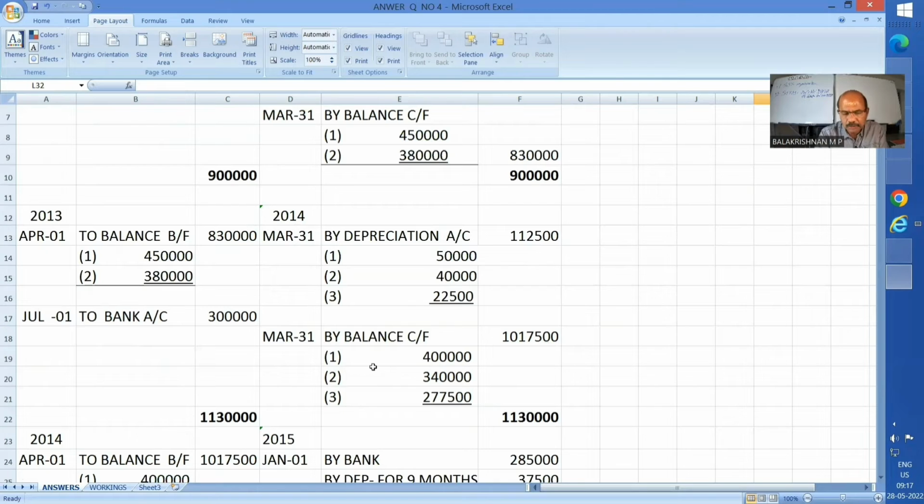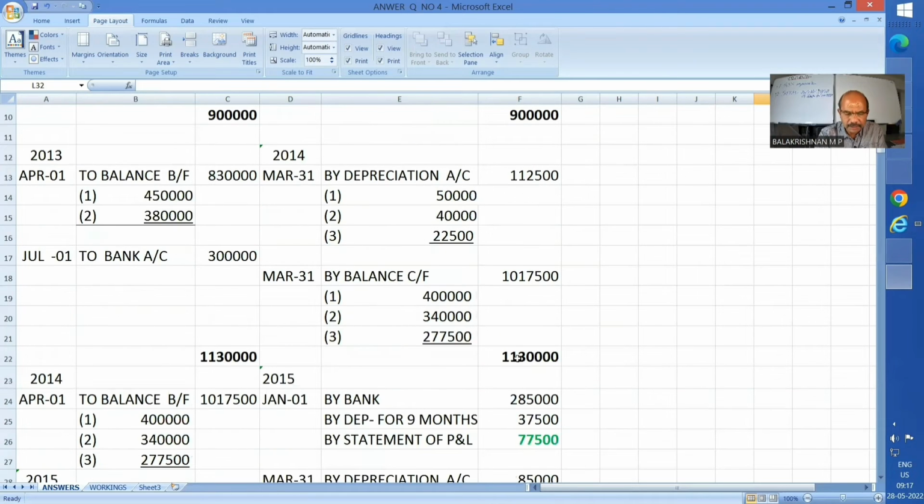However, I had to show it machine-wise. 4,50,000 minus 50,000, 4 lakhs, 3,80,000 minus 40,000, 3,40,000, and this new purchased machine, 3 lakhs minus its relevant depreciation 22,500, this much, and this is equivalent to this one. It has to be like that. Okay, fine. Let us proceed to the next financial year.